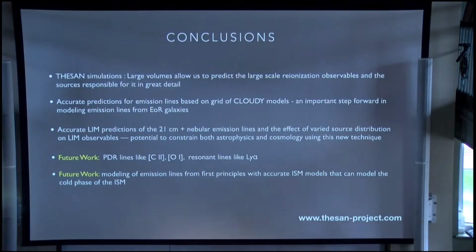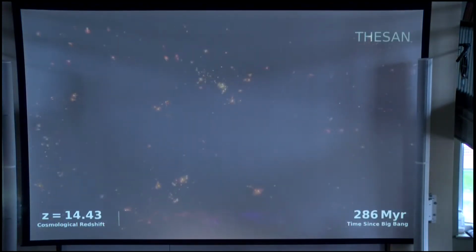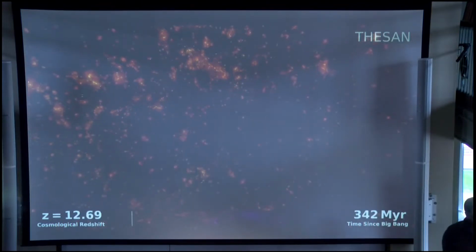So to conclude, Thyssen is a very large volume simulation which can make predictions for a lot of observables, and using accurate line intensity mapping measurements for 21 centimeter and nebular emission lines, it has the potential to place constraints on both astrophysics and cosmology using this new technique. So I'll just leave you with a movie of this simulation. Thank you.